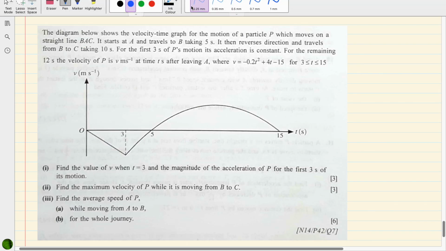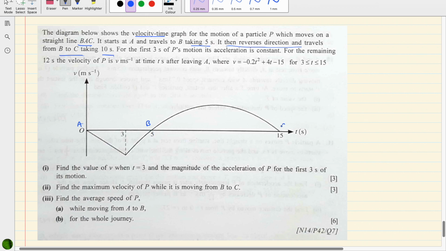The question says the diagram below shows the velocity time graph for the motion of the particle P which moves on a straight line BAC. It starts at A and travels to B in 5 seconds. So this should be A and this should be B. It then reverses direction. We can also see that from the velocity time graph. Velocity was negative, now it is positive. From B to C, taking 10 seconds.